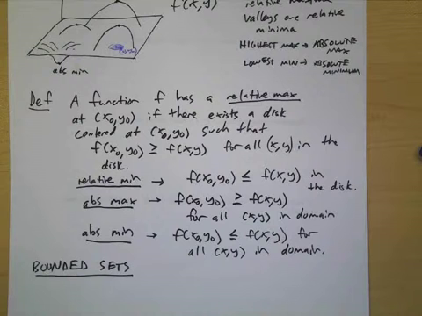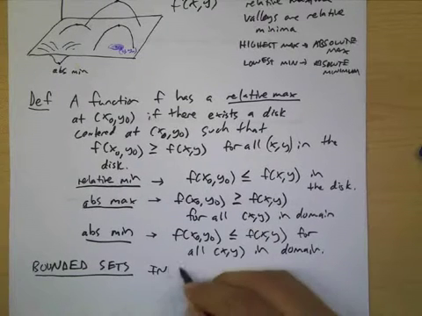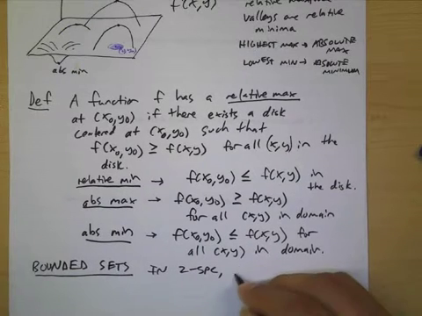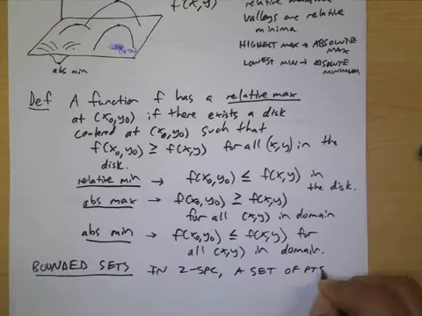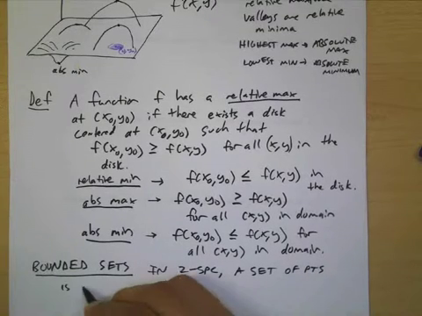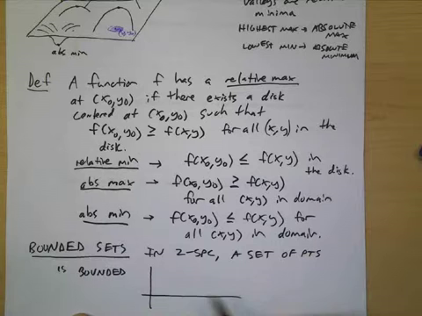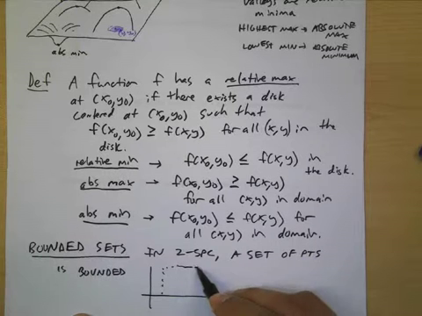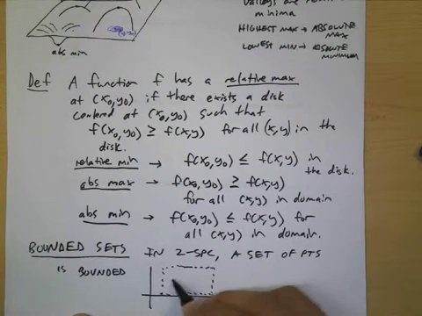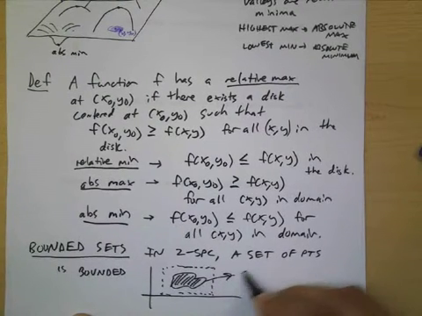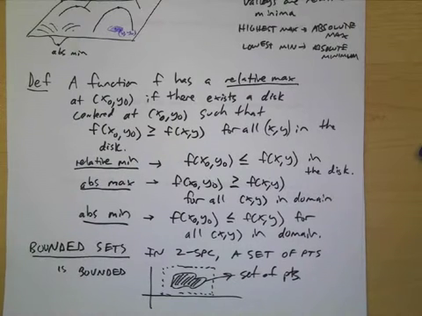Okay, so before we proceed, let's talk about bounded sets. In 2 dimensions, a set of points is bounded. Here's an intuitive way of describing it: if there is a rectangle that encloses, so let's say this blob represents the set of points. So if we have a set of points and we can put that inside a rectangle, we say that these points are bounded. Okay?